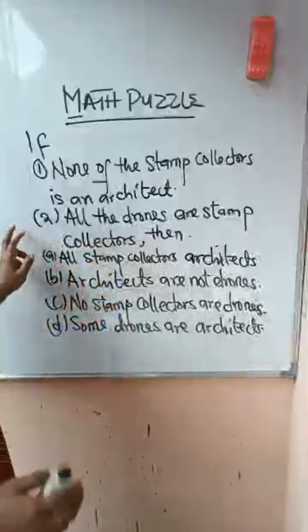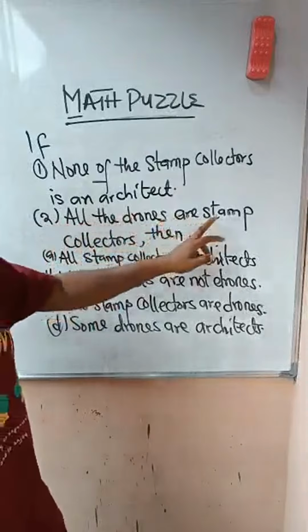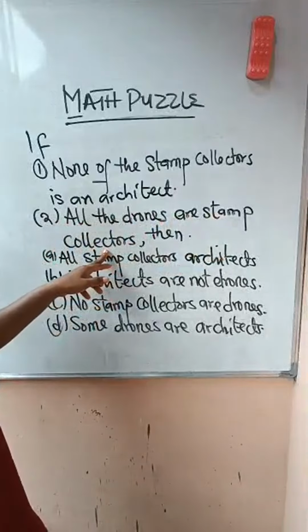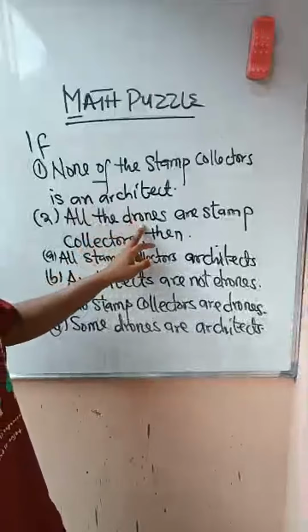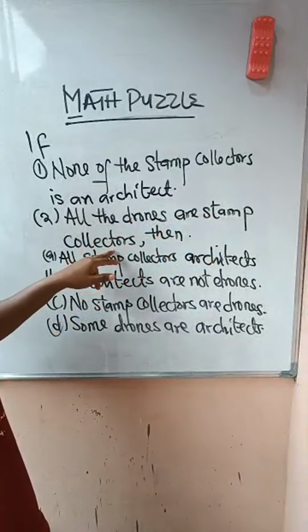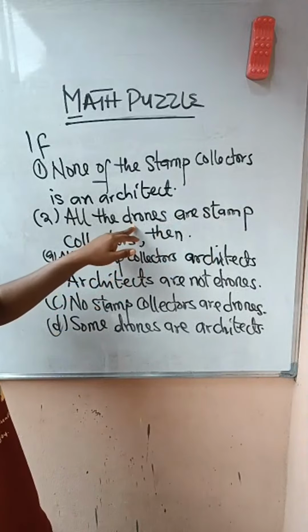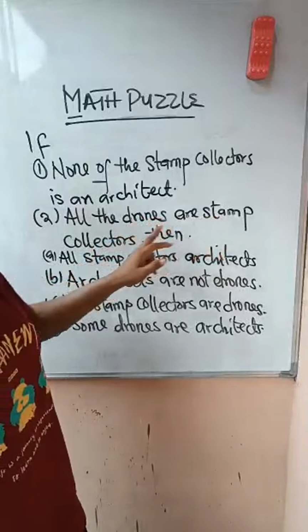Now, let's read the second sentence and see if we are going to pick something from there. All the drones are stamp collectors. This is what I'm looking for. So it means that anywhere I see stamp collectors, I can replace it with drones. Do you understand? So that is the meaning. All drones are stamp collectors.